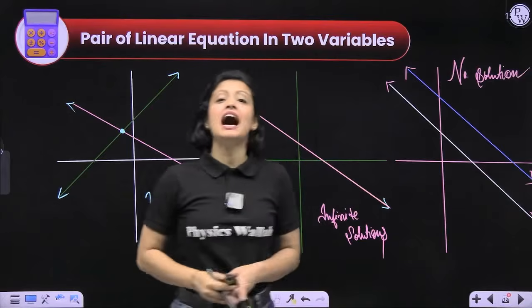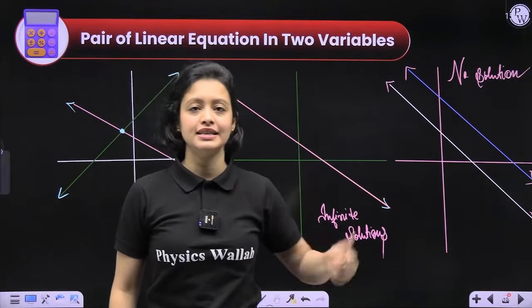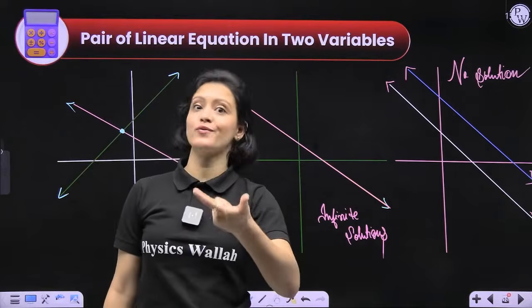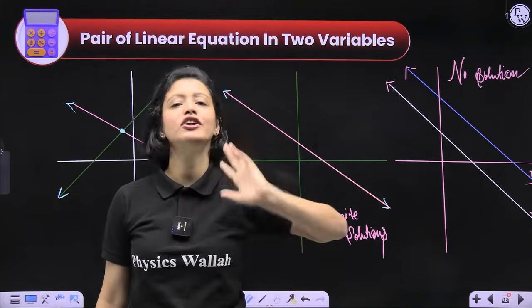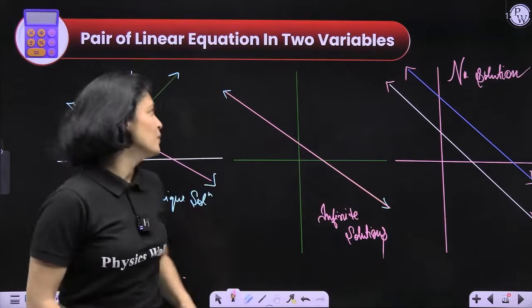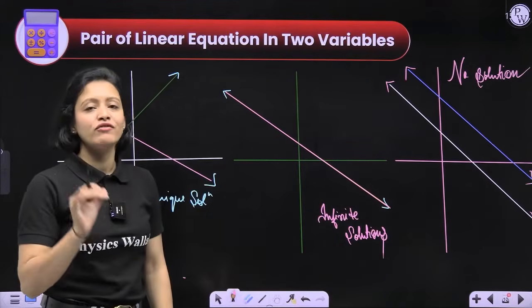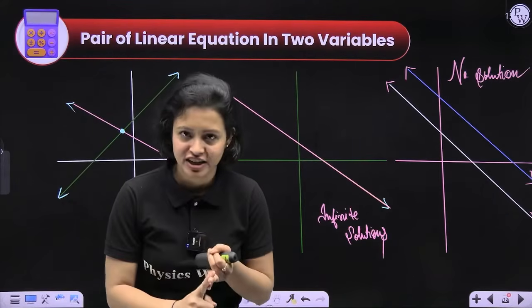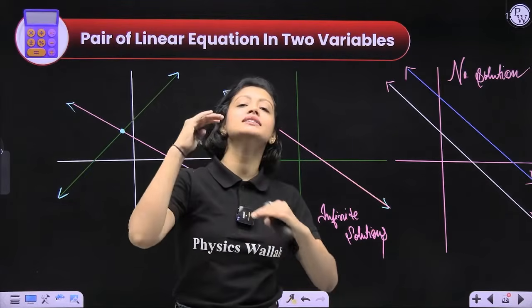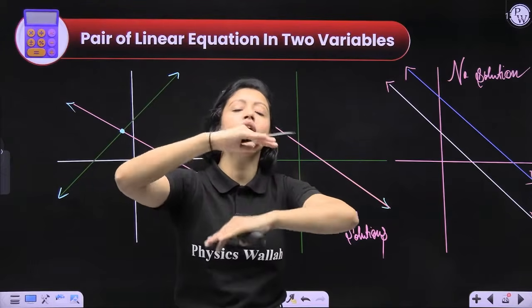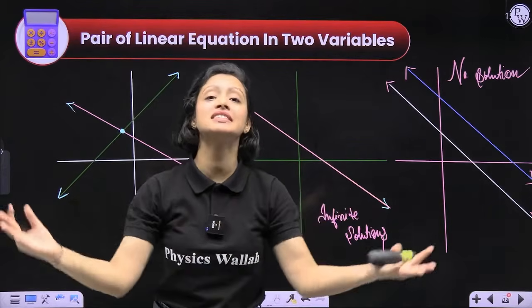So these are the three important cases. Either a pair of linear equations will have a unique solution, or it will have infinite solutions, or it will have no solution. There's no other way out. Correct? Now, whenever our pair of linear equations has a solution, be it a unique solution or infinite solutions, we call the system, the pair of linear equations basically, a consistent system.